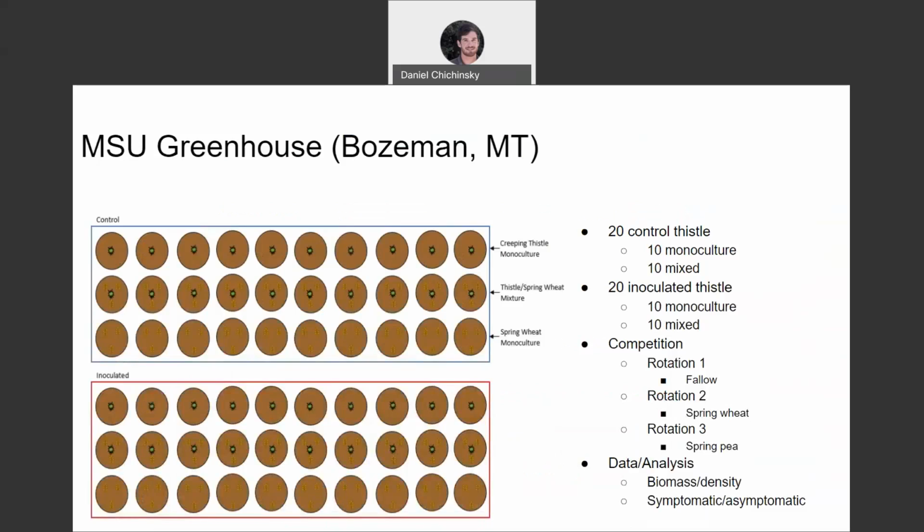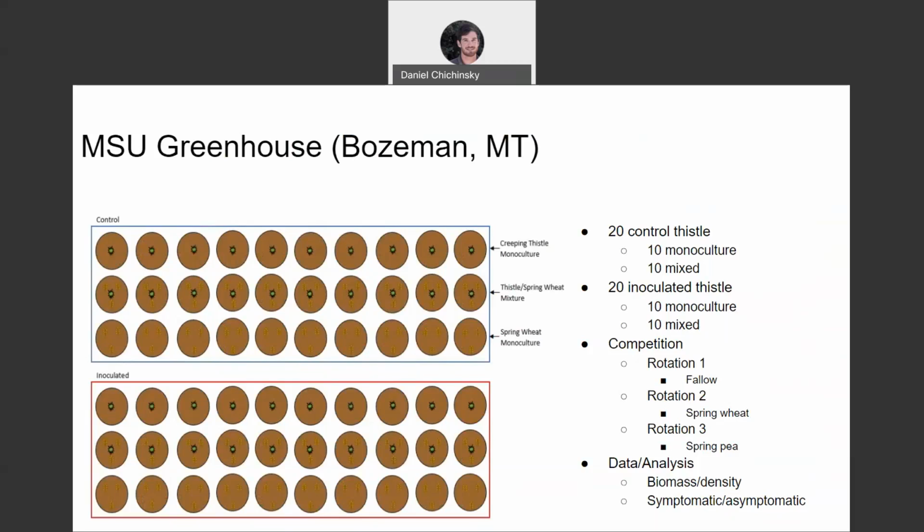Okay, we also designed a competition experiment in the MSU greenhouse. Here we planted thistle rhizome into 10-inch planters, and we simulated perennial rotations between an inoculated and a control treatment. Perennial thistle were grown to maturity, harvested, and allowed to regrow for multiple growth cycles. We then simulated cropping competition by mixing crops with thistle in the same planter. We made growth comparisons between monoculture thistle, monoculture crop, and mixed planters with both thistle and crop grown together.